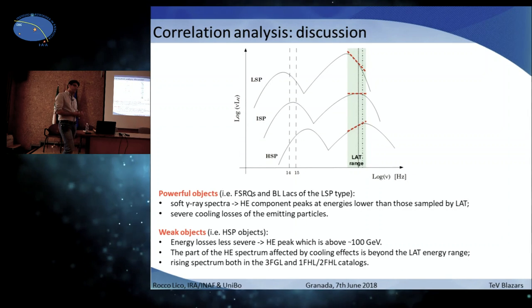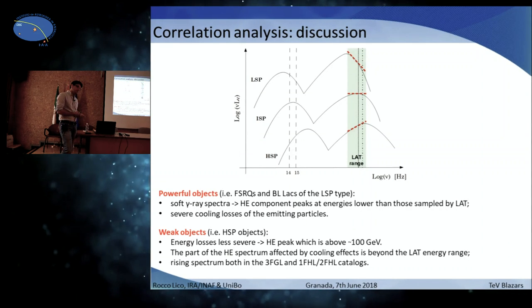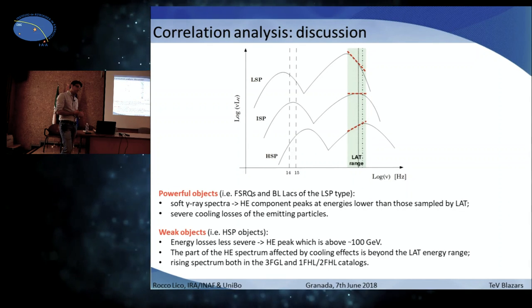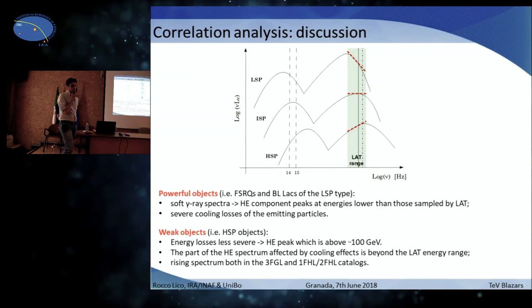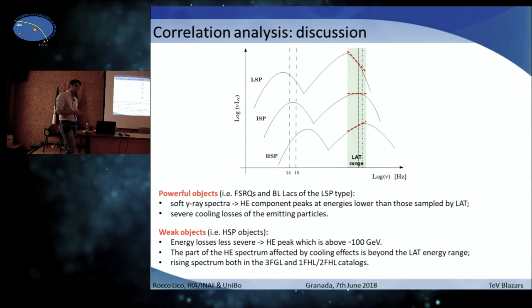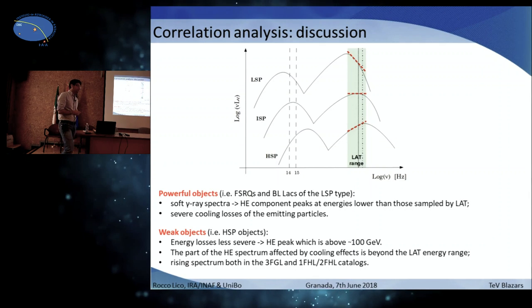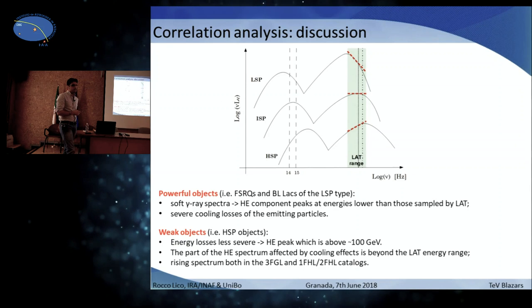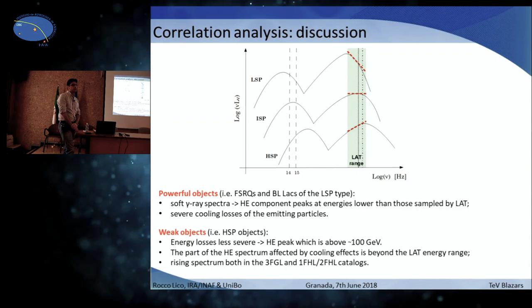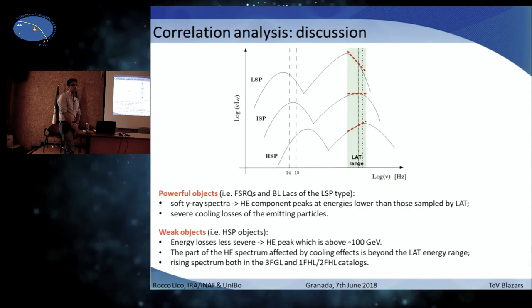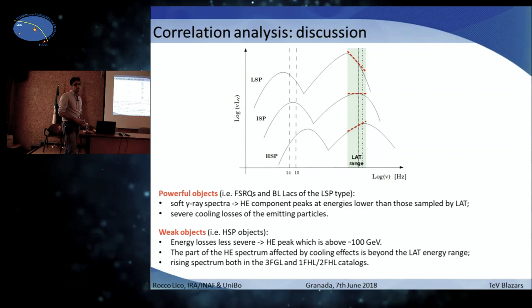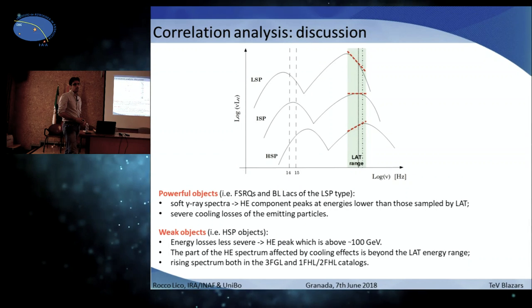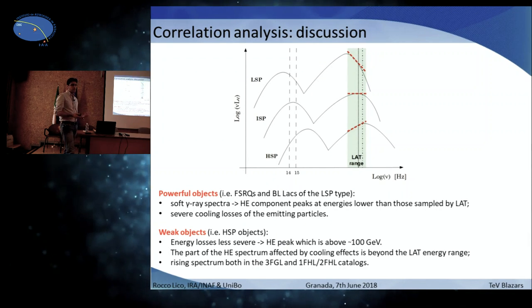So what I mean is that I understand that. Energy losses by themselves alone cannot explain the lack of correlation. It should be another reason, as you have mentioned already, a different mechanism for the emission. So I find it more reasonable to use the main cause for the non-correlation as the different emission mechanism. The different emission mechanism. Okay.